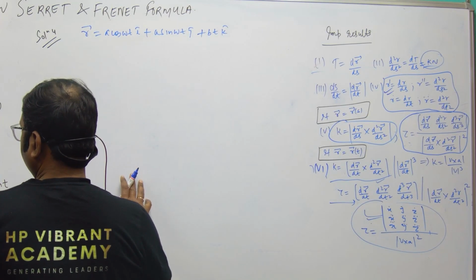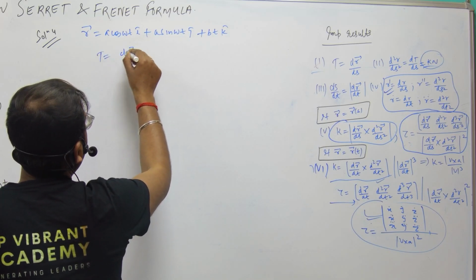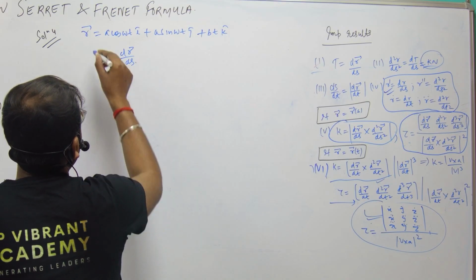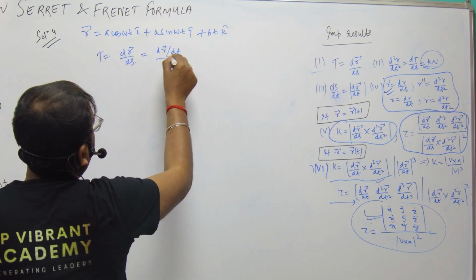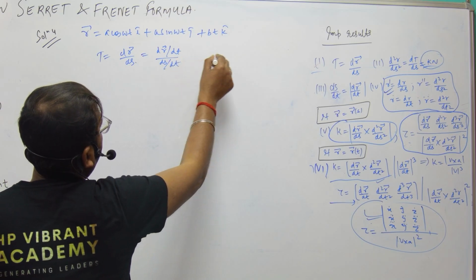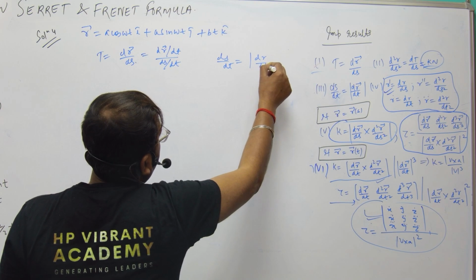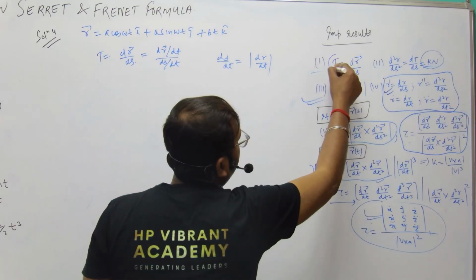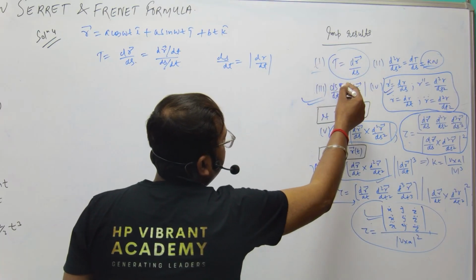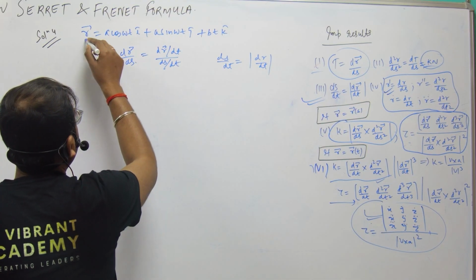We have to find the unit tangent vector. The unit tangent vector is given by dr/ds. We can write this as dr/dt upon ds/dt, which is the modulus of dr/dt. This we have already studied: the tangent vector ds/dt is equal to the modulus of dr/dt. So let us just find dr/dt.